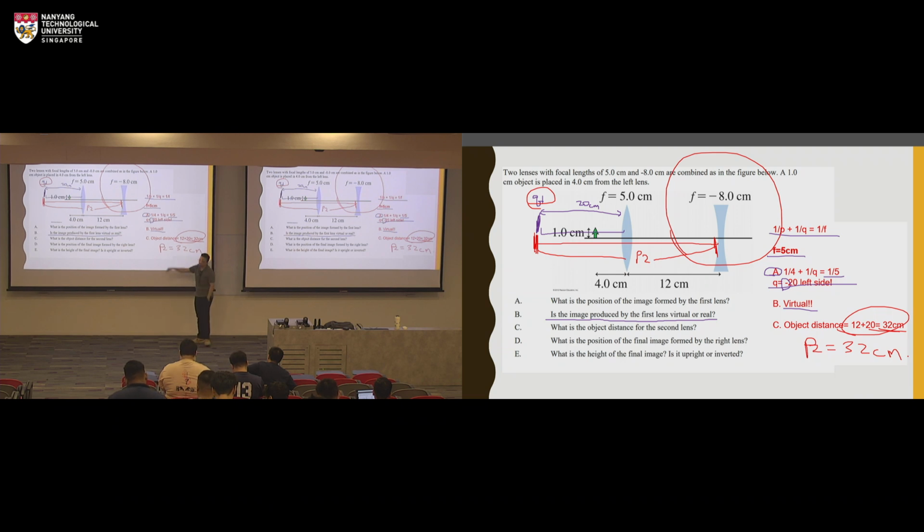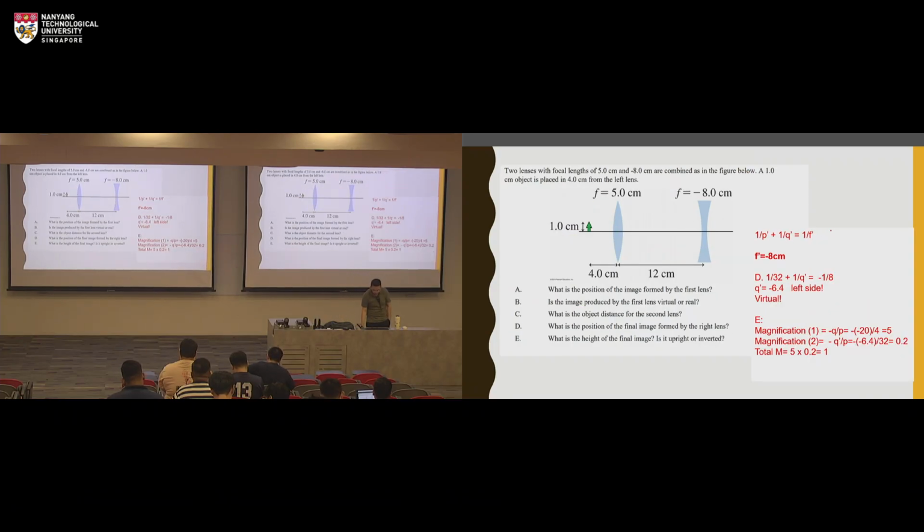And now you can put 32 back to solve your final image. Okay, so now we know that because your second system, F is negative, and now your P2 is 32, so you get a Q of negative 6.4. All right, so this is virtual. And then finally, you can calculate your M1, M2, and the total M is M1 times M2.